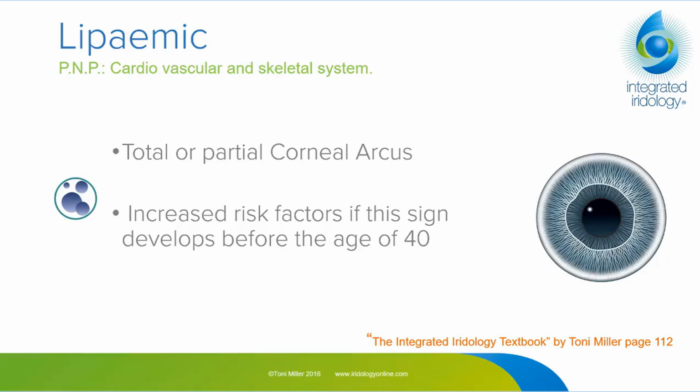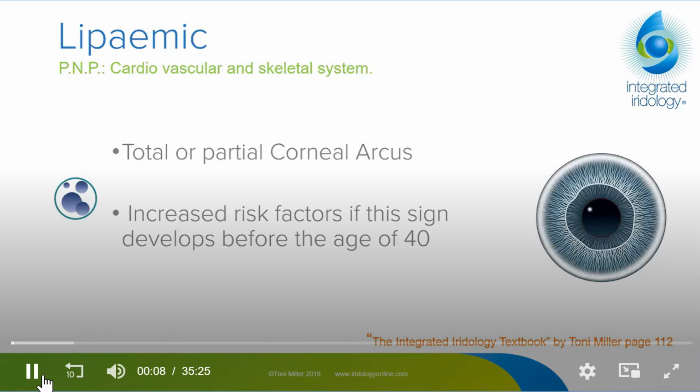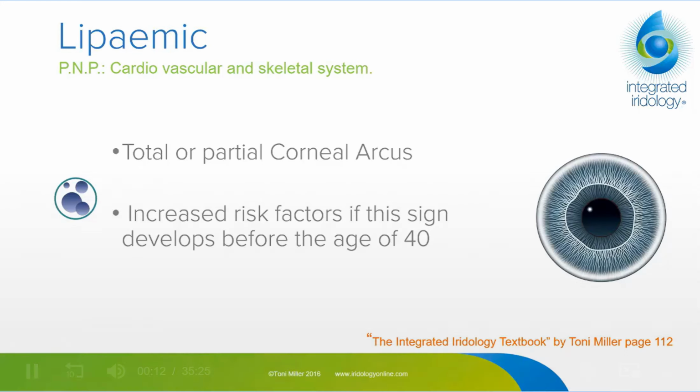And now we come to the most important of all of the diatheses, and this is the Lipaemic Diathesis. Its primary nurture points are the cardiovascular and skeletal system. This is identified by either a total or partial corneal arcus, and there are increased risk factors if the sign develops before the age of 40.